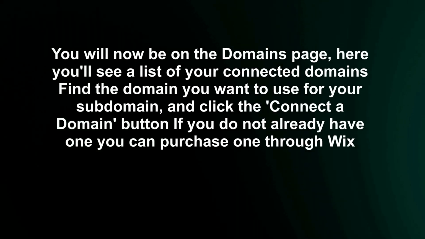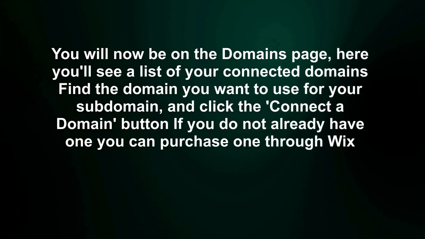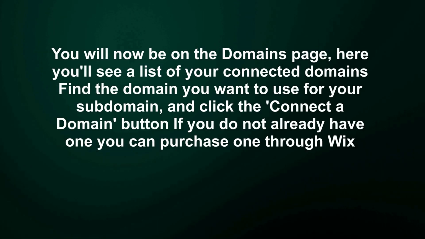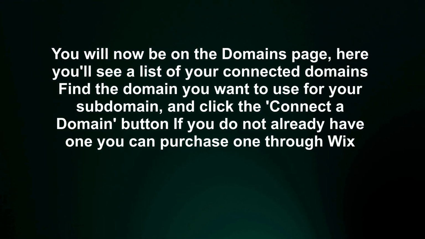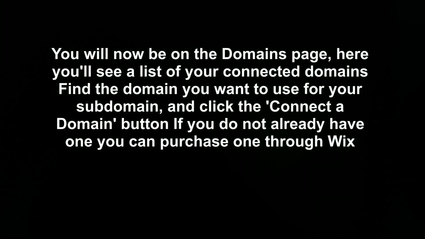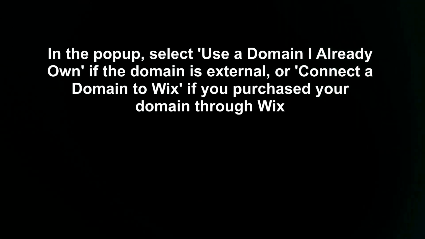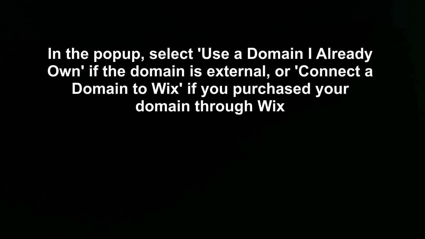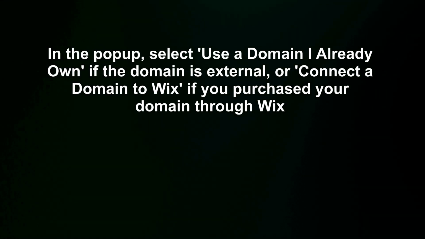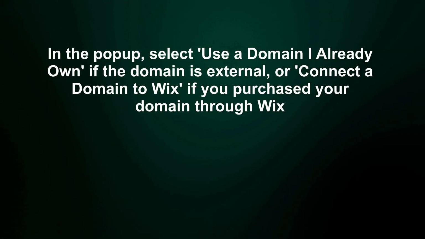You will now be on the domains page. Here you'll see a list of your connected domains. Find the domain you want to use for your subdomain, and click the Connect a Domain button. If you do not already have one, you can purchase one through Wix. In the pop-up, select Use a domain I already own if the domain is external, or connect a domain to Wix if you purchased your domain through Wix.